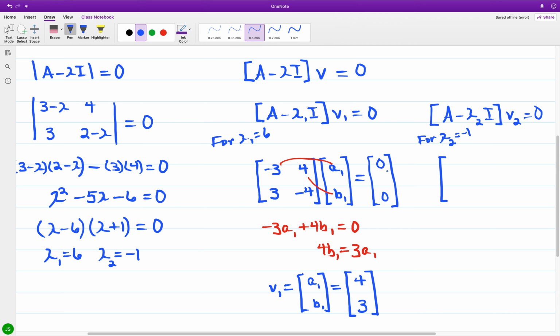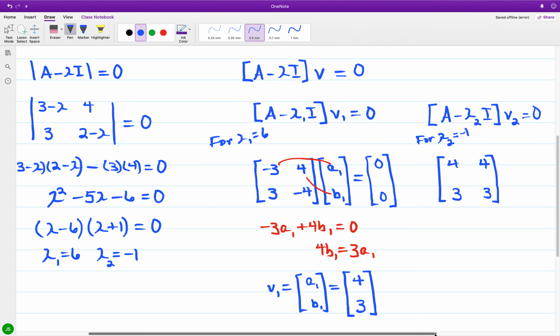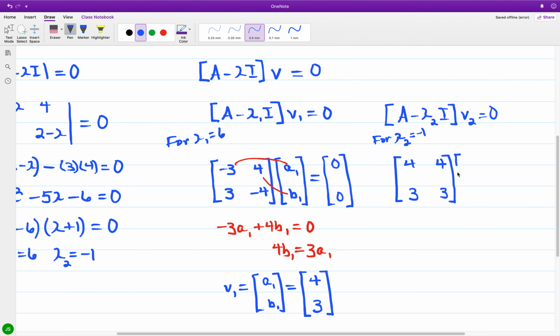So we're now going to have 3 minus -1, so that's going to be 4 and 4, and we have 3. And we have 2 minus -1, which will be 3. And we'll have the 2x1 matrix representing V of 2, with A of 2, B of 2, and again, we have it equal to 0. Okay, and again, you can do the bottom or the top.